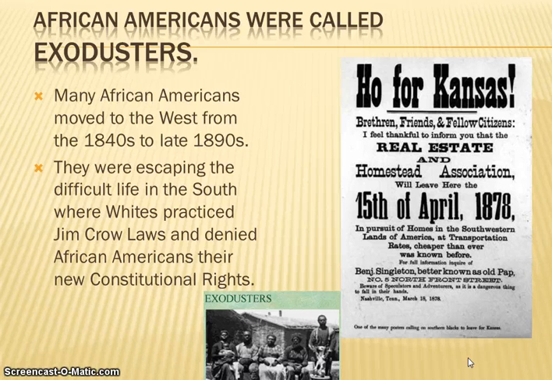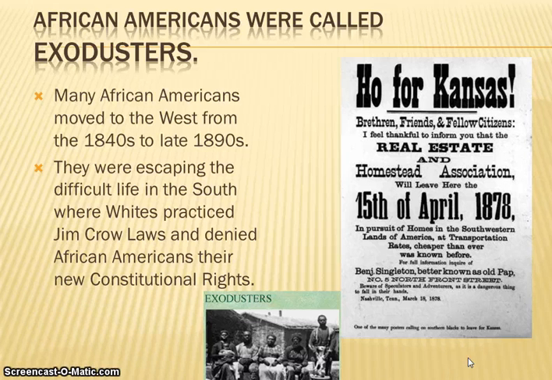Many African Americans moved west between the 1840s and 1890s. And they were escaping life in the South. As Reconstruction came to an end, Southern whites, particularly members of the Democratic Party, found ways to restrict those laws and the rights of African Americans and former slaves in those places. So even though we passed the 13th and 14th and 15th Amendments during Reconstruction, the states themselves enforced Jim Crow laws, which denied African Americans their constitutional rights.